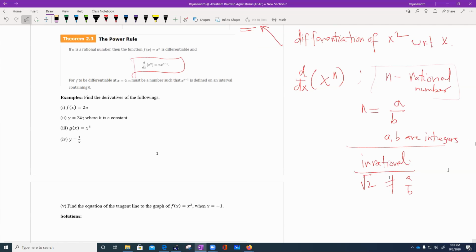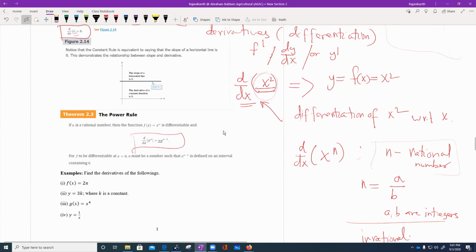Okay. But in our definition, n should be rational. So the derivative of x to the power n is always going to be n times x to the power n minus 1. Okay. For example, could you find the derivative of x cubed?